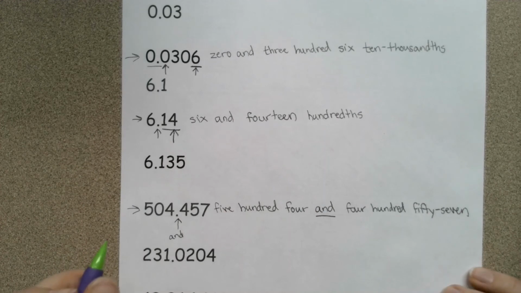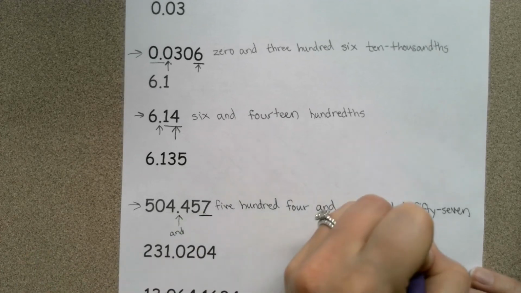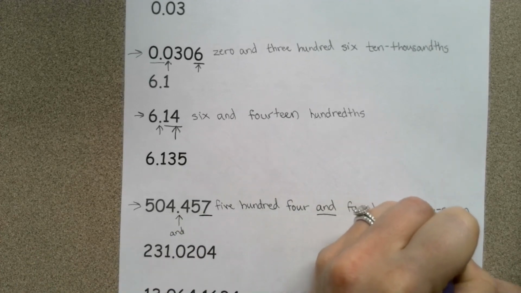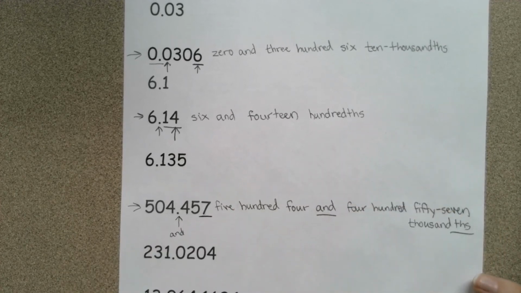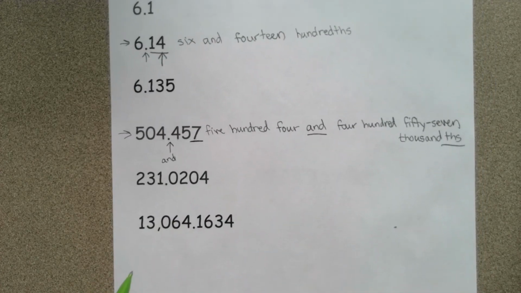And to show and prove that it's a decimal, we have to say the place value of that last digit. This is the tenths, hundredths, thousandths. So we end it with saying thousandths. Again, make sure it's got the THS showing that it is a decimal number. Same process for this last one. A big number, but we treat it the same.